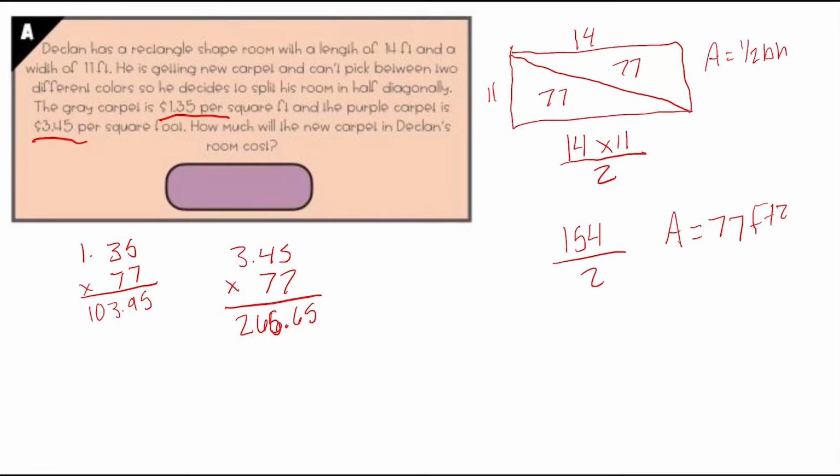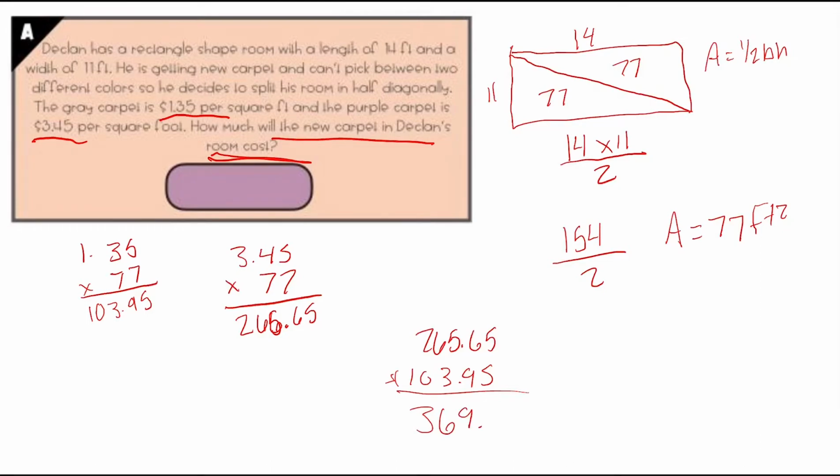Now I'm still not done because I want to know how much the new carpet in Declan's room will cost in all. So now I need to go ahead and add together the two carpet costs I have, to see how much my carpet is going to cost all together. So that gives me a total of $369.60 for question 1. So now I'm going to go on to question 2.